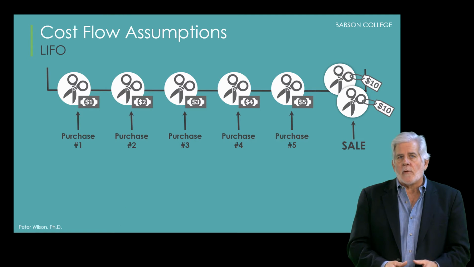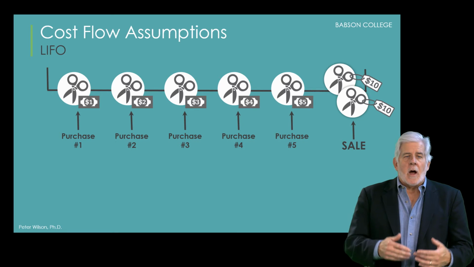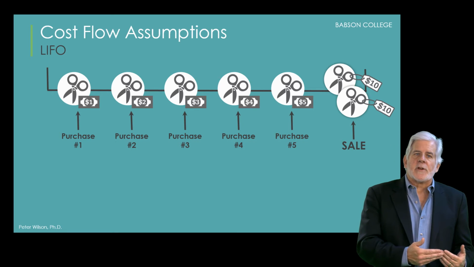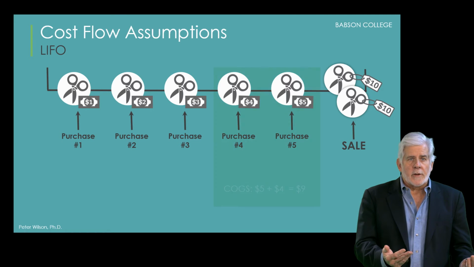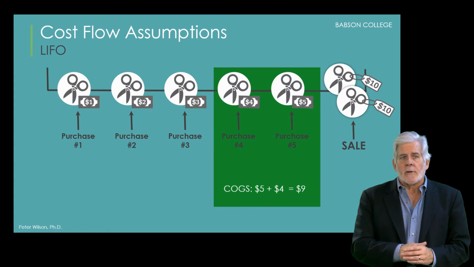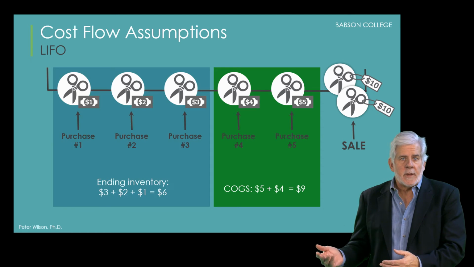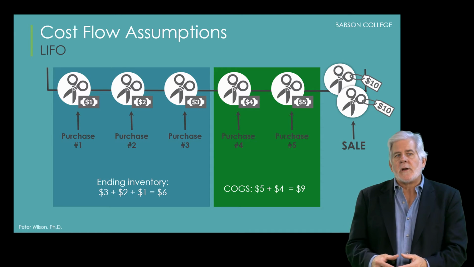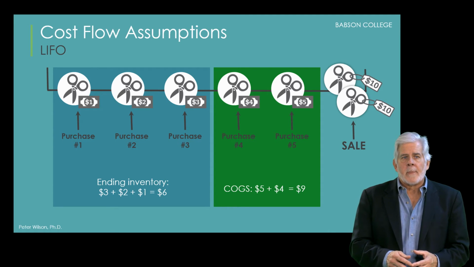Last in, first out, or LIFO, makes the opposite assumption from FIFO. Under LIFO, the most recent purchases are assigned to cost of goods sold. Here are the $5 and the $4 units for a total cost of goods sold of $9, leaving inventory with the older purchases. Here are the $3, $2, and $1 units for an inventory value of $6.